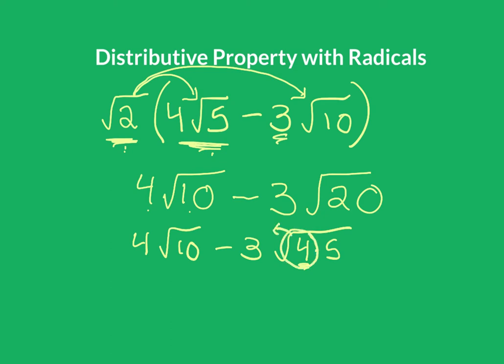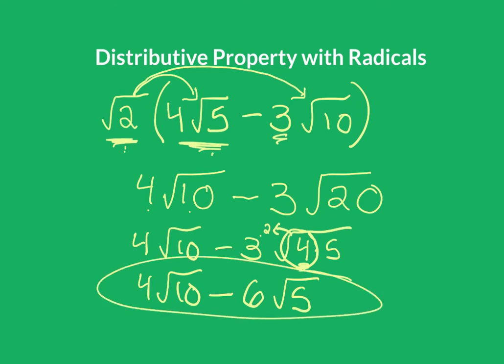And 2 times 3 is 6. So 4 square root of 10, I can't break apart the square root of 10, minus, this turns into 6 square root of 5. And then I cannot simplify any further, so that is it.